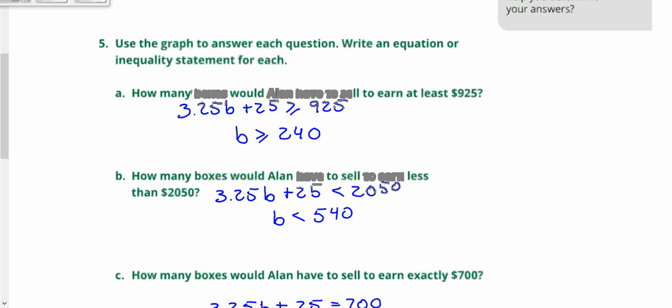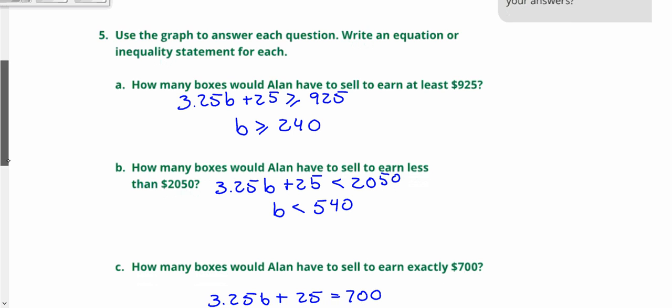To earn less than $2,050, again, you're going to be doing the 3.25B plus 25 is less than 2,050, and you can solve that, or you can plug and chug some numbers there, and you would find out that he would have to sell less than 540. 540 would get him 2,050, so you would have to sell less than 540 boxes.